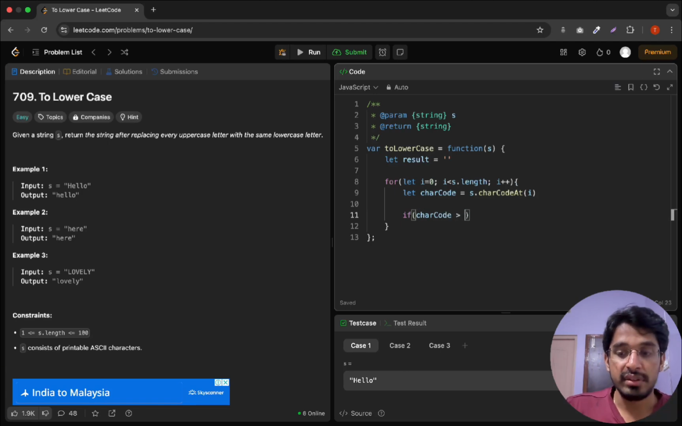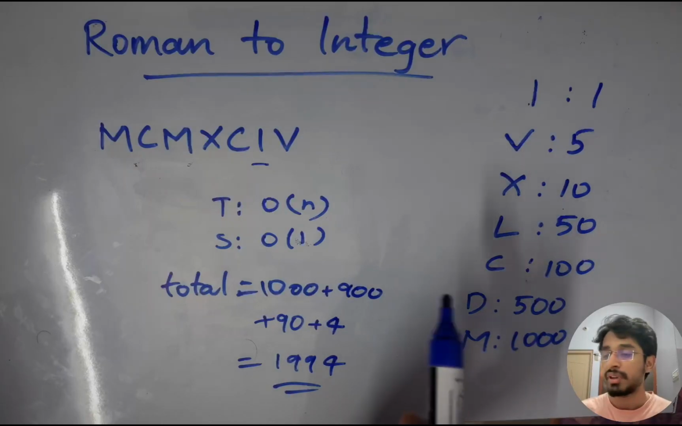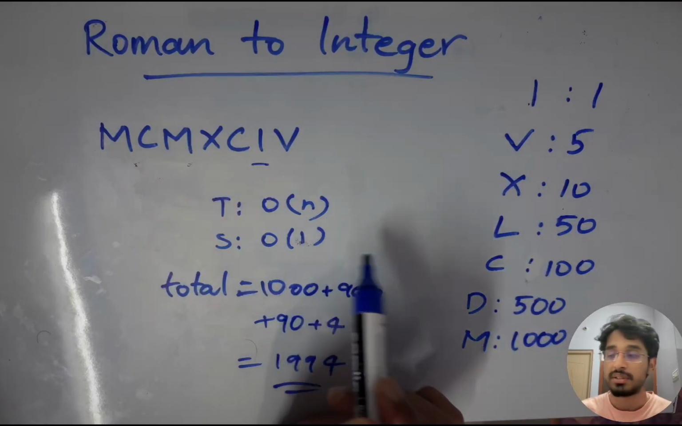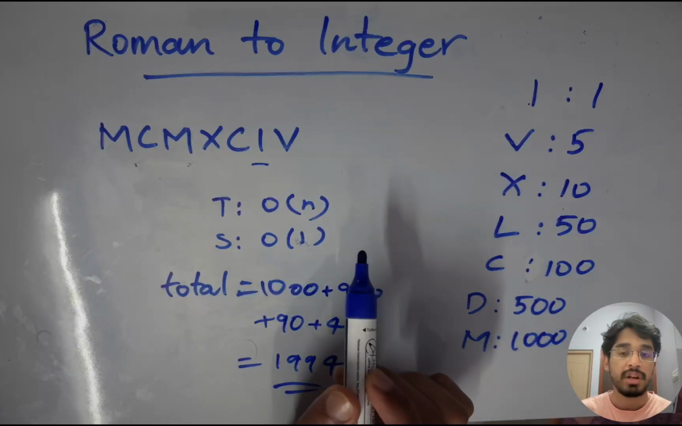If that is greater than or equal to 65, we are checking if this is a capital letter, and we need to check another range for this: is less than or equal to 90, so that is the last letter, that is capital Z. So that is why it is O of 1. Okay, so this is a fixed size map. Let's see how we can code this.